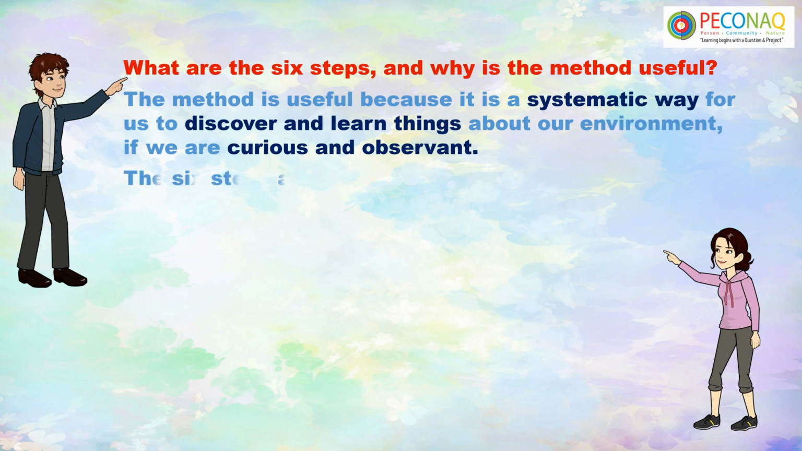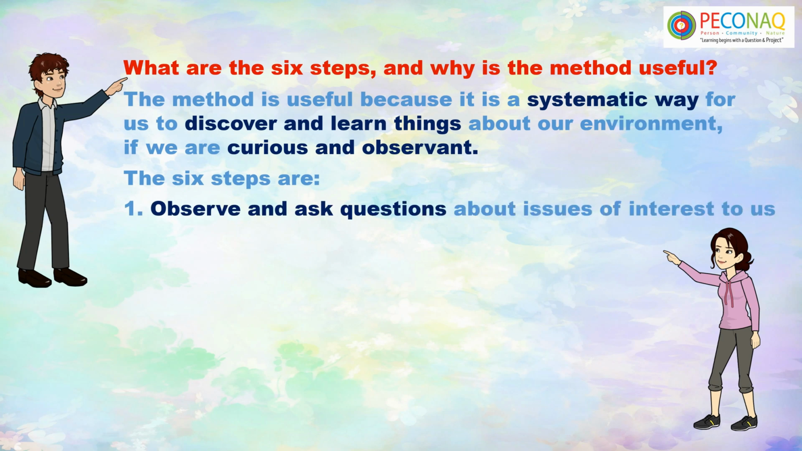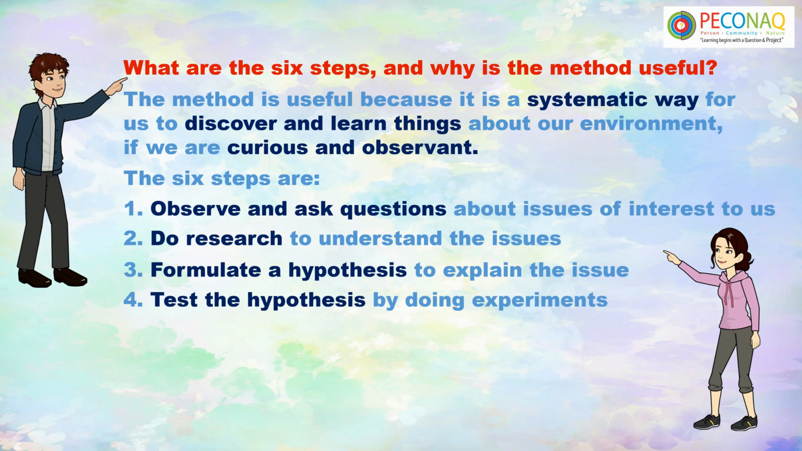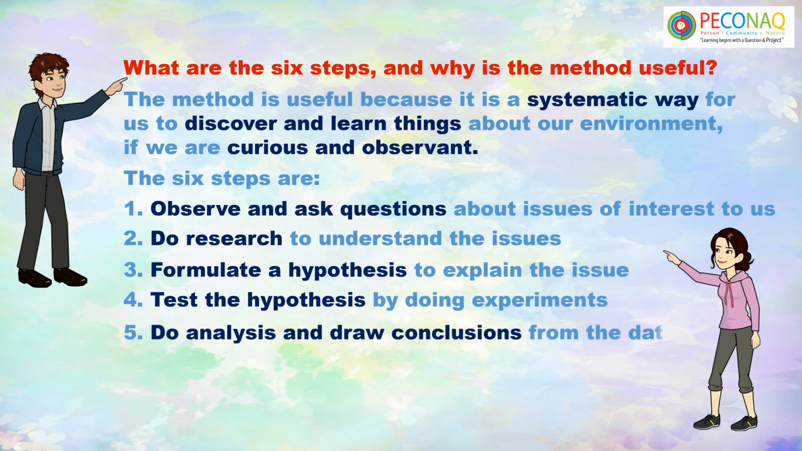The 6 steps are: observe and ask questions about issues of interest to us. Do research to understand the issues. Formulate a hypothesis to explain the issue. Test the hypothesis by doing experiments. Do analysis and draw conclusions from the data. Prepare a report and share the results.